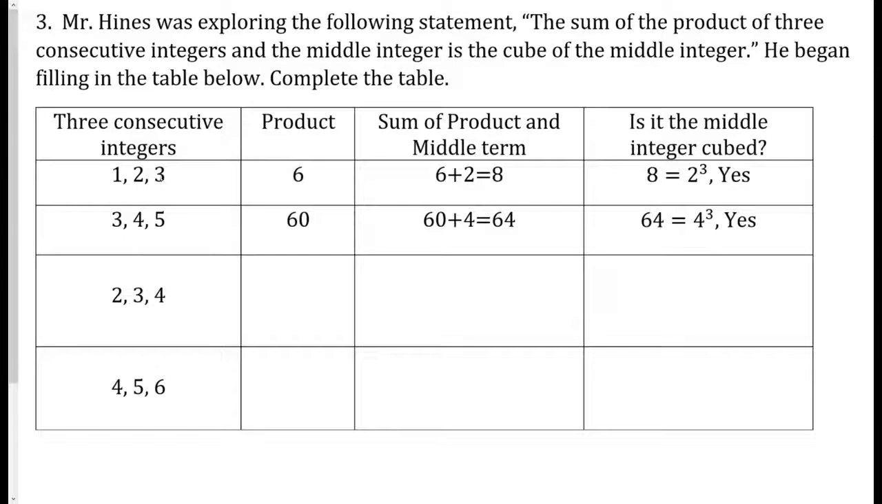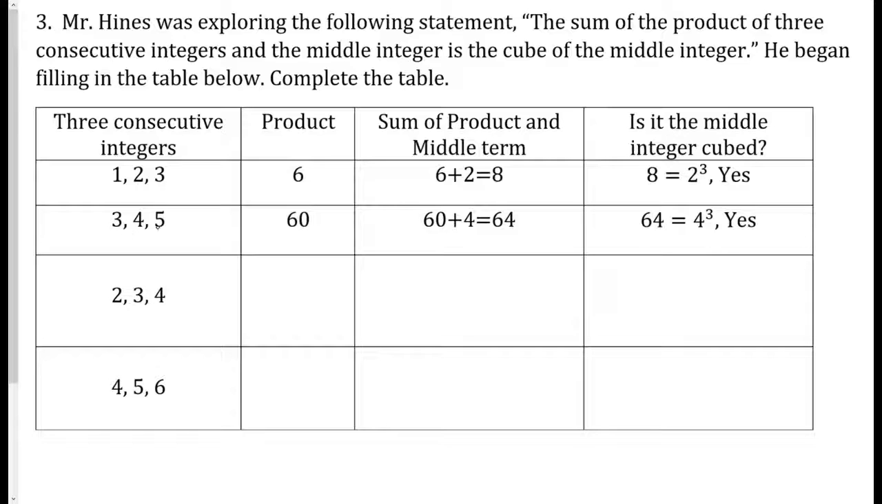So 1, 2, and 3, those are 3 consecutive integers. So the product is 6. 1 times 2 times 3 is 6. If I add the middle integer to that, if I add 2 to 6, I get 8. Well, 8 is 2 cubed. 2 is the middle integer. 8 is 2 cubed. Is it the middle integer cubed? Yes.